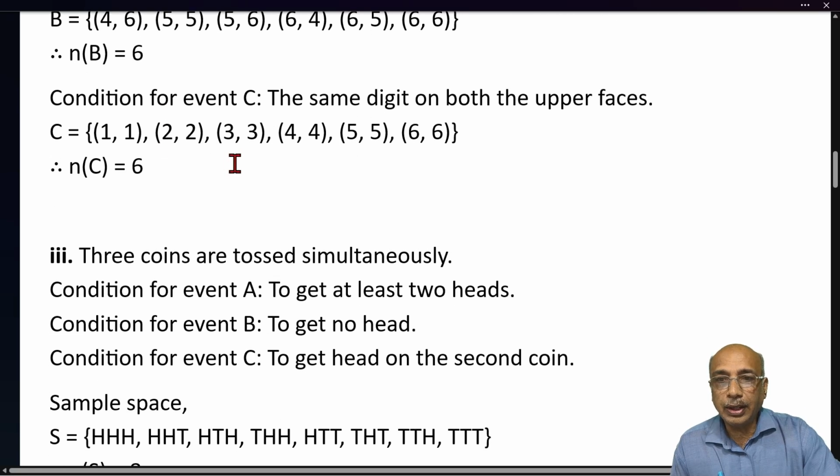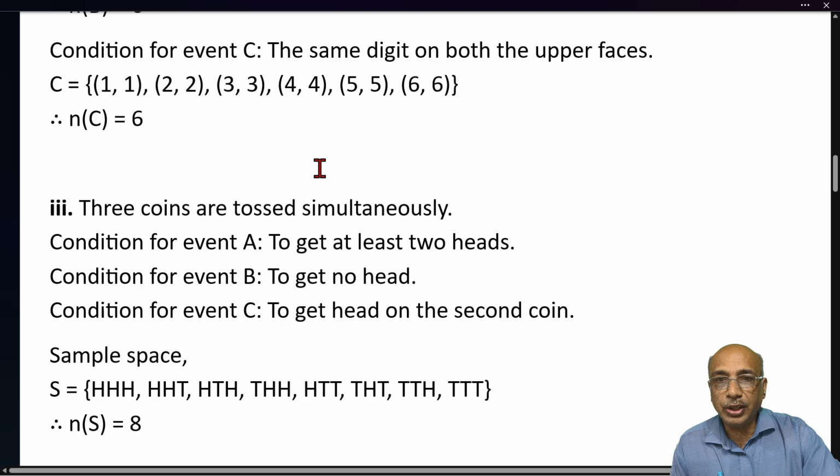Third condition is given here: the same digit on both the upper faces. So event C will be 1,1, 2,2, 3,3, 4,4, 5,5, 6,6. Therefore, N(C) equals 6.